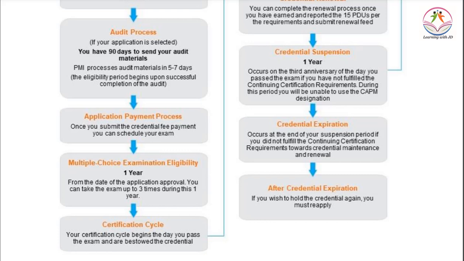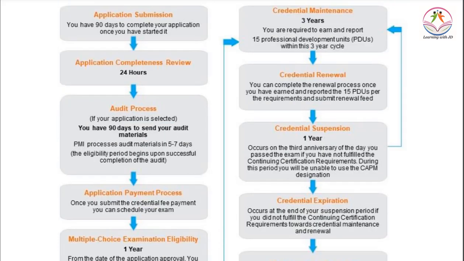Then there's a certification cycle. Your certification cycle begins the day you pass your examination, and the credentials are bestowed for a period of 3 years. The credential maintenance is for 3 years. You are required to earn and report 15 PDUs within this 3-year cycle. Credential renewal also happens: you can complete the renewal process once you have earned and reported the 15 PDUs, and then you need to submit the renewal fees for your new certificate to come.